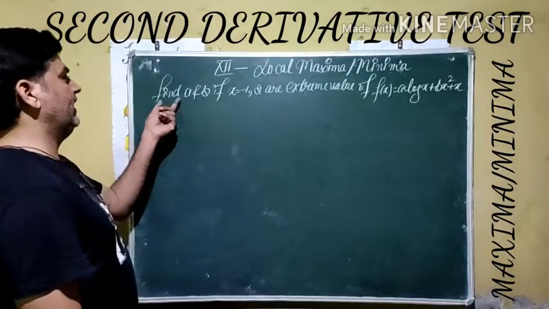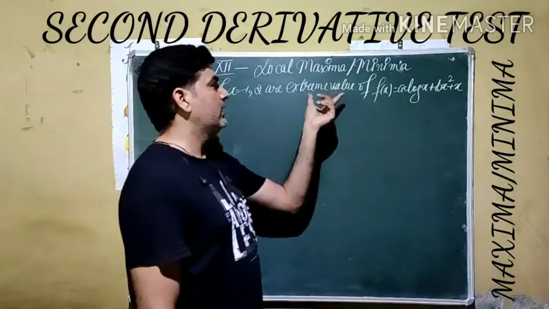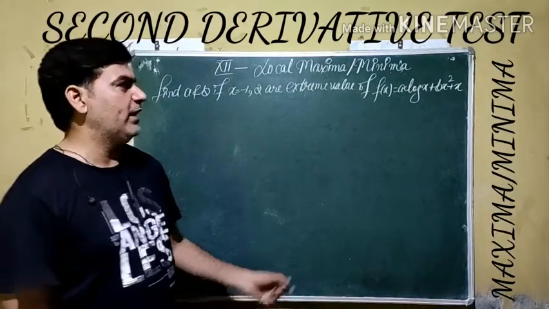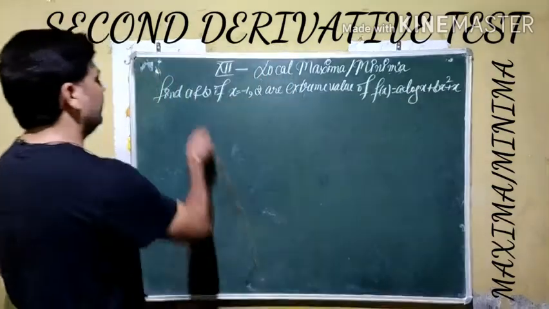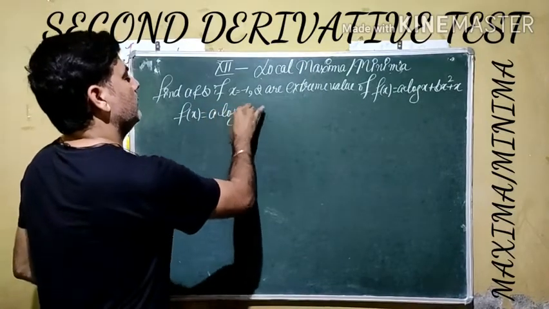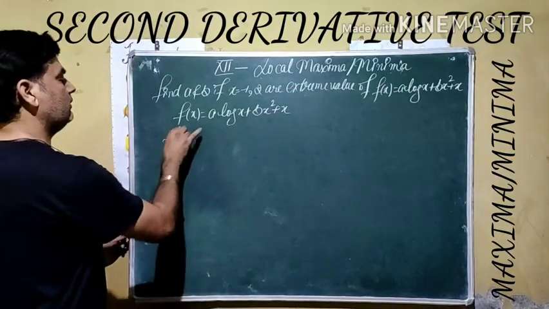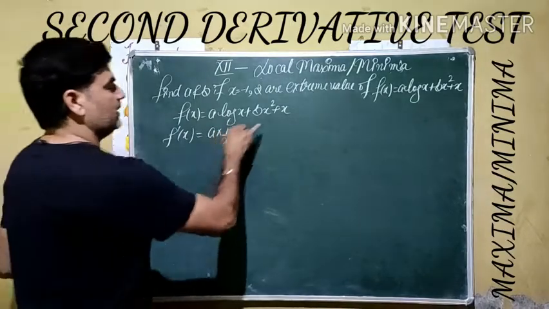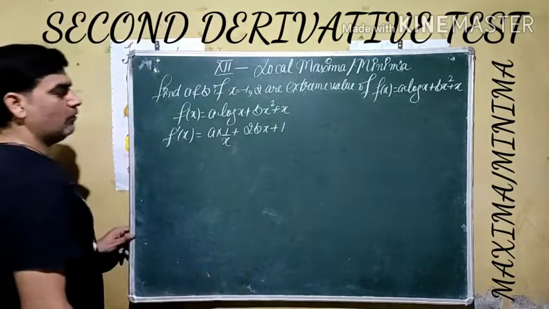Now the next question is to find the unknowns a and b if these two indicated points are extreme values. Another name for the extreme value is critical point, we can say the terminal point of the given function a log of x plus bx square plus x. Our first step is to take the first derivative. It becomes a, derivative of log x is 1 by x, plus derivative of bx square becomes 2bx, and the derivative of x becomes 1.